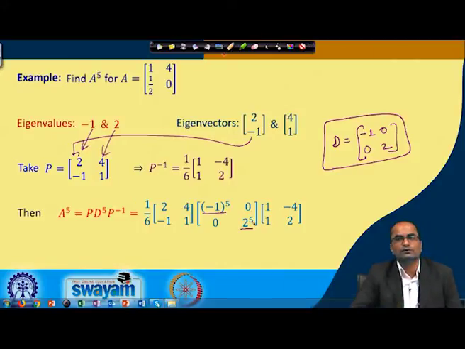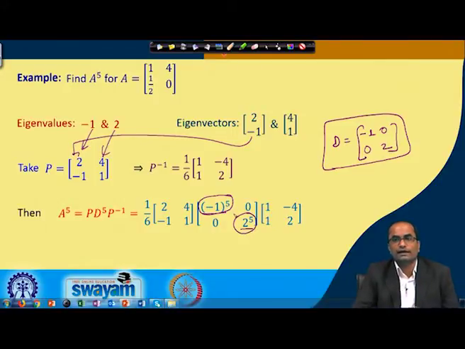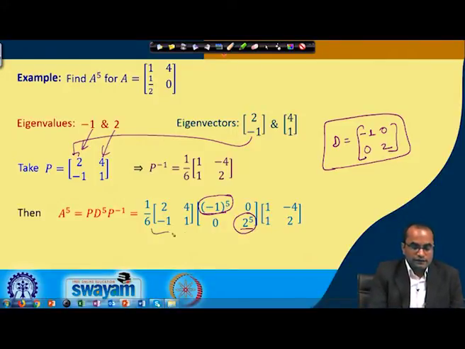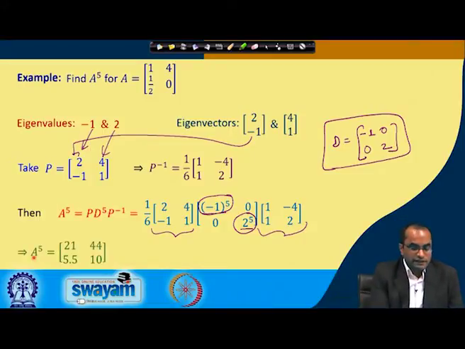So, we can actually compute a very high power also. The computational load will remain the same; the only thing we have to do is take the power of the diagonal entries, and then in any case multiply by P and P inverse. It is easy now to find any power of the matrix A. Here A power 5, when we do this multiplication, comes to 21, 44, 5.5, and 10.